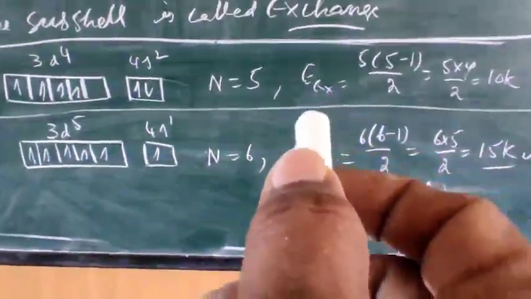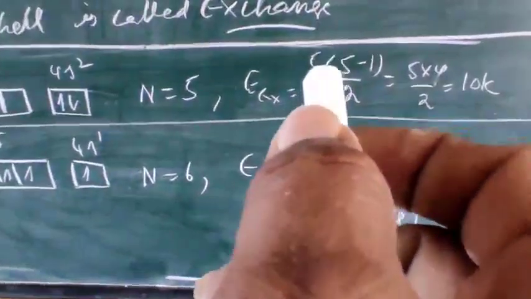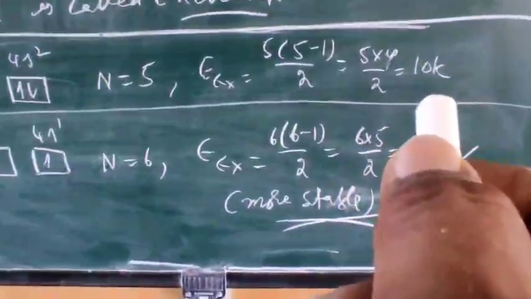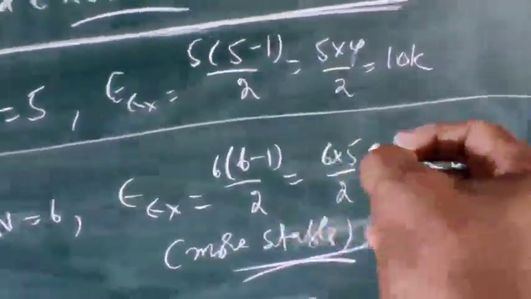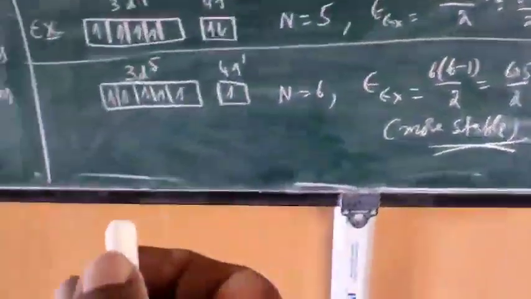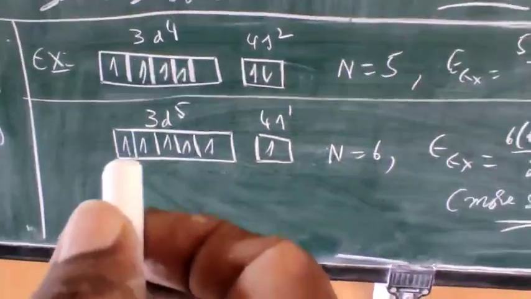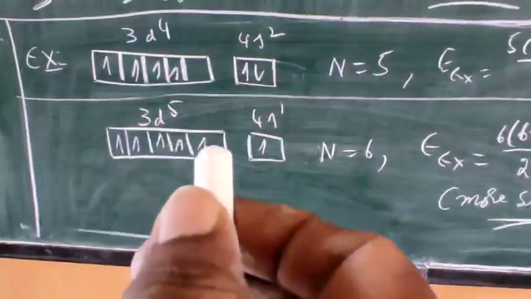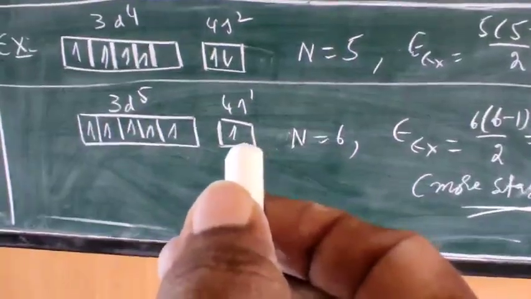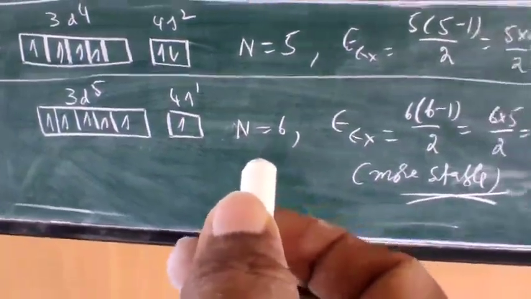So exchange energy is equal to n(n-1)/2. Here n is equal to 5, so 5 into 5 minus 1 by 2. You can get 10k. Next, if the case is like this, 3d5 4s1: in the d orbital, all 5 electrons are with parallel spin, and in the 4s orbital, 1 electron with parallel spin. So here the number of electrons having parallel spin, n, is equal to 6.